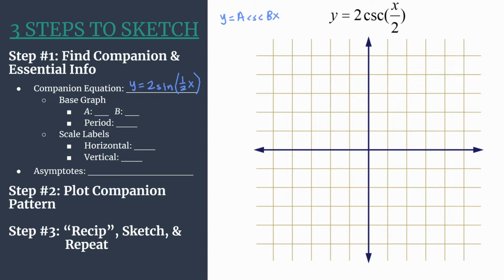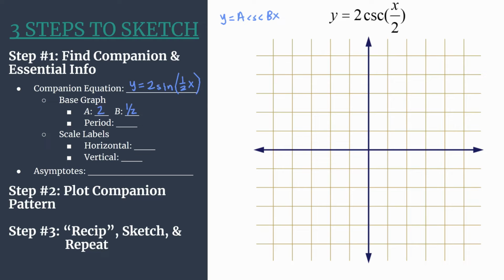All right, so let's analyze this sine equation, our companion equation. To get the base graph, we want to know a, which is the coefficient in front of sine, so 2. That tells us our amplitude is 2, so from midline to maximum or minimum. And that'll be helpful in plotting our companion pattern in the next step. We see b, the coefficient of x, we've already said is 1/2. That tells us we should have half a cycle of our graph between 0 and 2 pi.